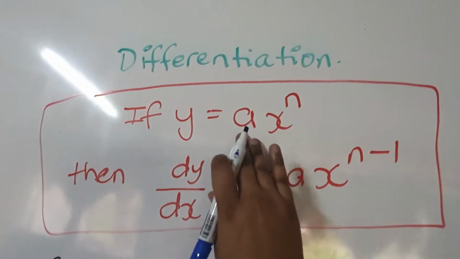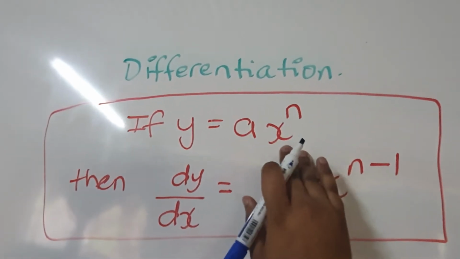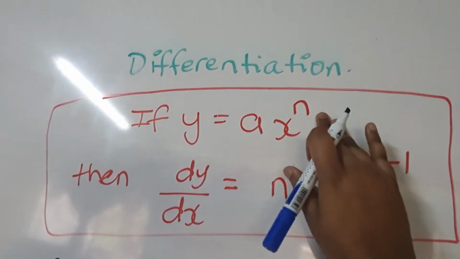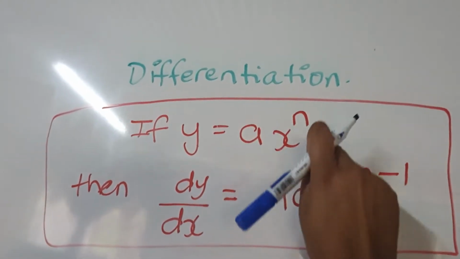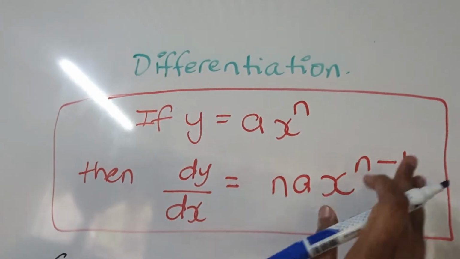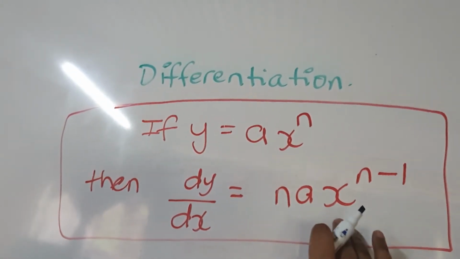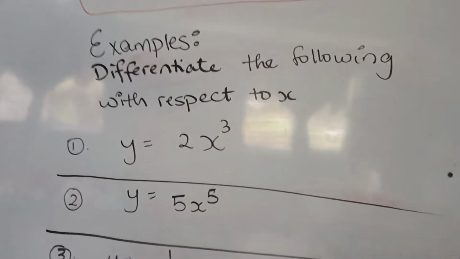Okay, so if you have a, which is some constant, multiplied by x raised to a power n, and you're going to differentiate it, what you're going to do is bring down n and multiply by a, so you get na or an, and you're going to reduce this power by 1. Okay, so let's look at some examples.